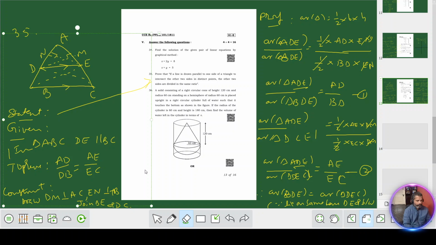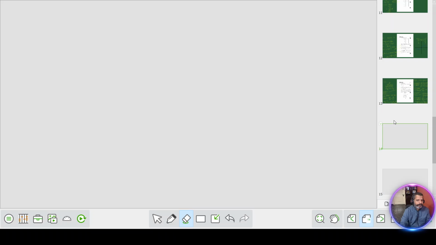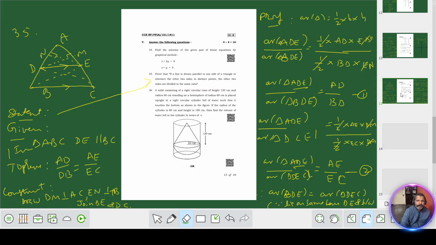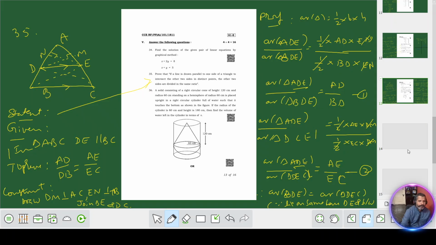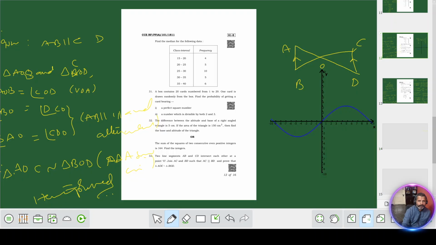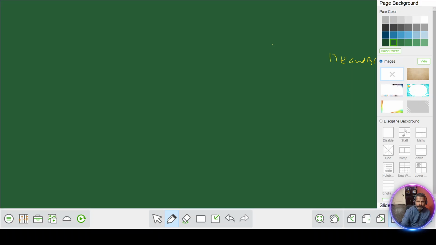Okay, we'll take the next page. Between lies in the same base DE and between the same parallels, between the parallels DE and BC. Sorry, what are the parallels here? DE and BC. The reason will be DE and BC. Okay, let me change the side color.